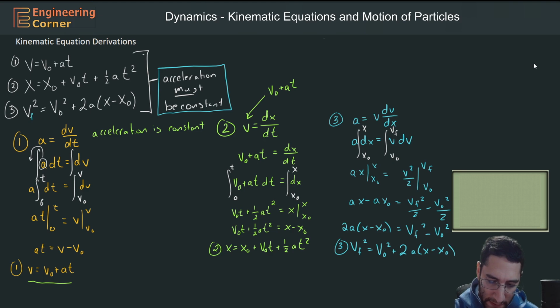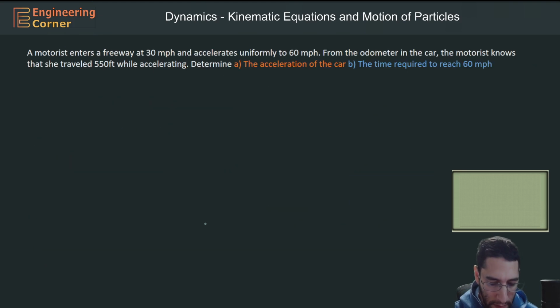So with the first problem, what we have is that a motorist enters a freeway at 30 miles per hour and accelerates uniformly to 60 miles per hour. From the odometer in the car, the motorist knows that she traveled 550 feet while accelerating. We want to determine A, what the acceleration of the car is, and B, the time required to reach 60 miles per hour.